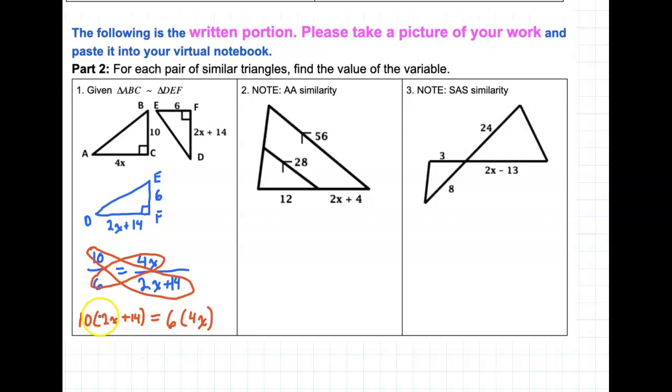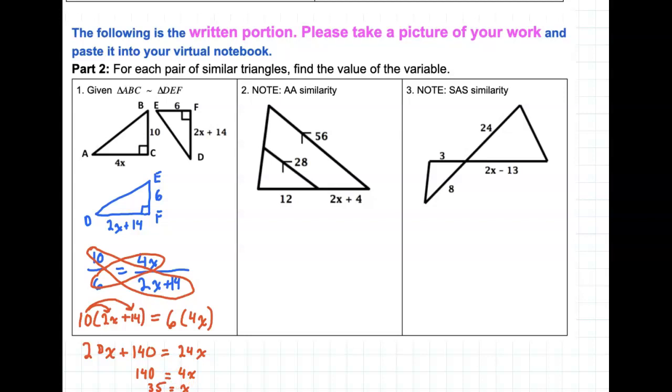I apply the distributive property, so I have 20x plus 140 is equal to 24x. Then I go ahead and solve. I'm going to isolate x on this side, so I'll have 4x on this side and 140 on the other, because I'm subtracting 20x from both sides. Then when I divide, x is equal to 35.